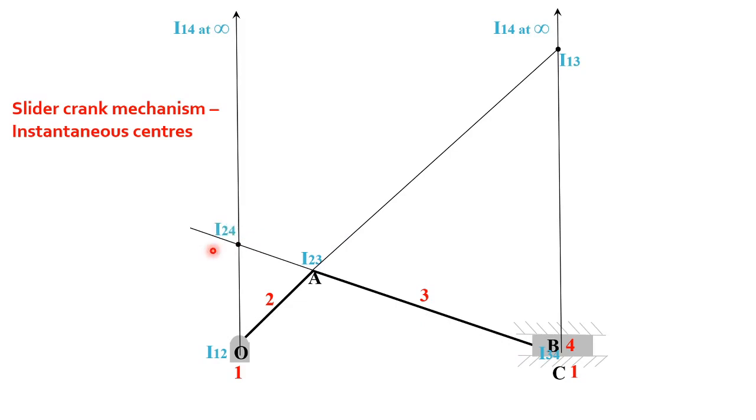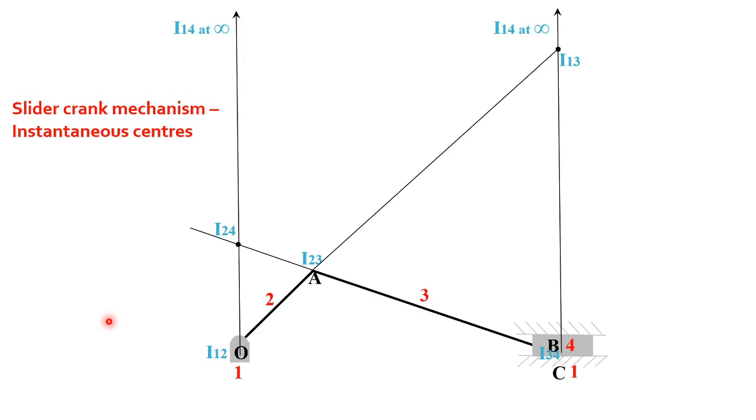So that will be your I24. Clear? These are all the instantaneous centers we located for the slider crank mechanism. Okay. Now finally, how to use it for velocity analysis.